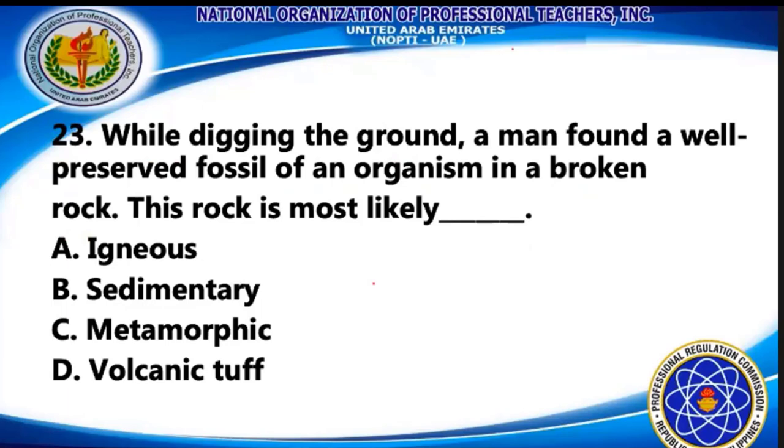While digging the ground, a man found a well-preserved fossil of an organism in a broken rock. So, nakita daw siya ng fossil sa broken rock. So, this rock is most likely what type of rocks? Igneous, sedimentary, metamorphic, or volcanic tuff? Volcanic tuff yung, siyempre, mga galing sa eruption.